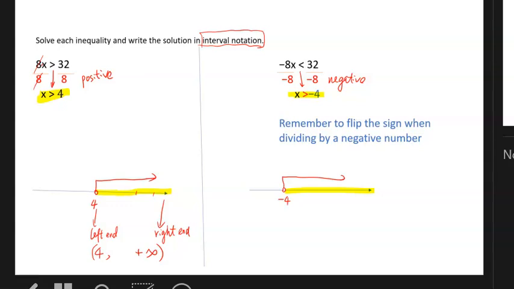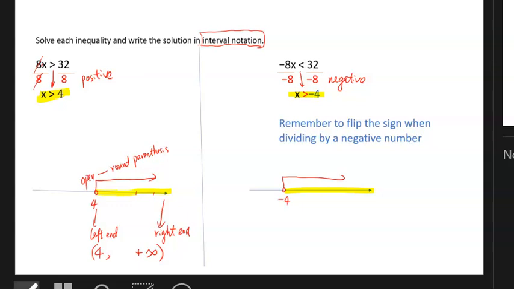There is a place we need to be careful. For infinity, we always use the round parentheses. But for the left end, 4, it depends whether we have an open circle or a closed circle. If we have an open circle, we use the round parentheses. But if we have a closed circle, we have to use a bracket.